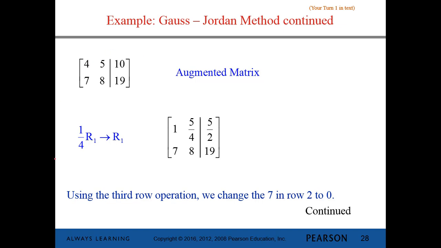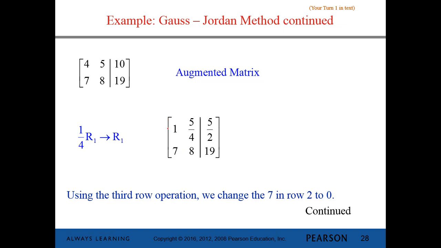We're going to take row 1, multiply it by a 4th, and replace row 1 with that. So now we get 1, 5/4, and 5/2. Now that we have a 1 here, we're going to use it to make this a 0. Well, then we're going to take -7 times this row and add it to this row.